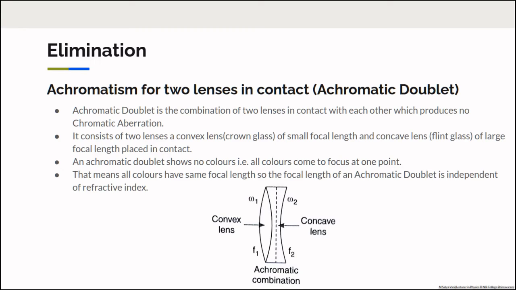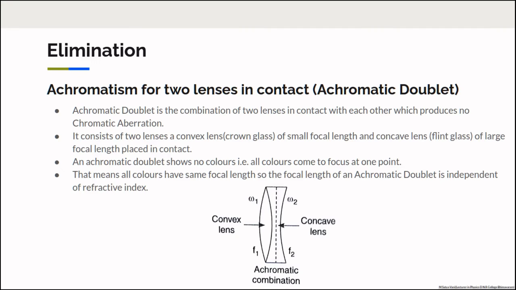First of all we discuss the first case, achromatism for 2 lenses in contact using an achromatic doublet. That means elimination or removal of chromatic aberration using an achromatic doublet. An achromatic doublet is a combination of 2 lenses in contact with each other which produces no chromatic aberration. That means we can eliminate chromatic aberration using an achromatic doublet.